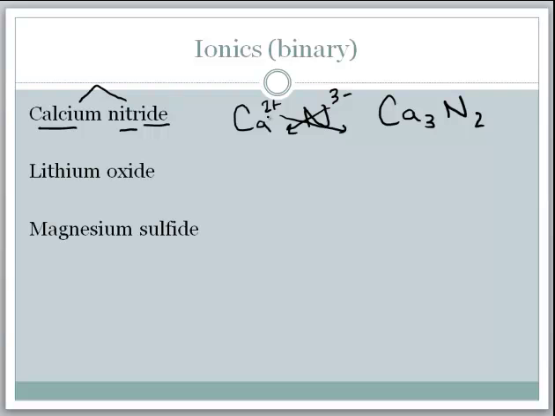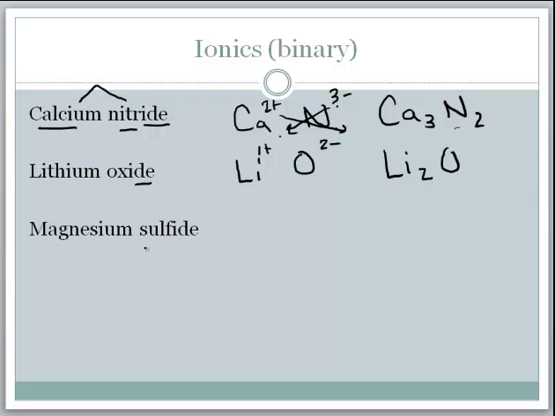Remember, we're taking that number and writing it as the subscript there. So Ca3N2. Lithium oxide, again, IDE ending. Lithium 1+, oxygen 2-. Crisscross, we have Li2O. And remember, when the subscript is 1, we don't write it, it's implied.